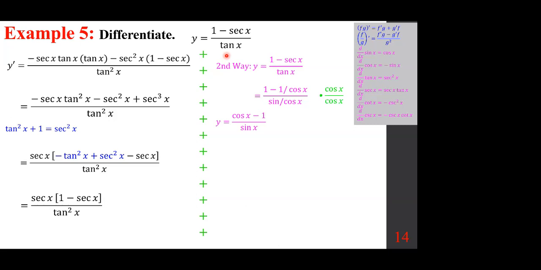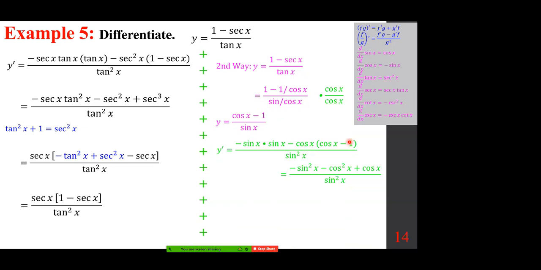Now, here's the quotient rule. The derivative of the top, cosine, is negative sine, times the bottom, which is sine, minus the derivative of sine, which is cosine, times the parentheses, and you put the top over the bottom squared. And again, this is the end of calculus. You just simplify the numerator. This is minus sine squared. This is minus cosine squared and plus 1. My apologies, plus cosine x. These two add up to negative 1. I hope you see that because sine squared plus cosine squared is 1. Because both of them are negative, they add up to negative 1.